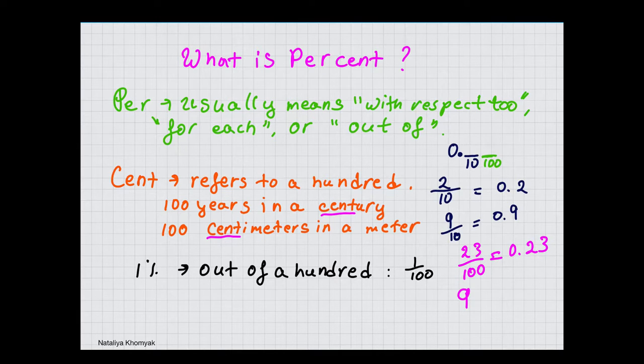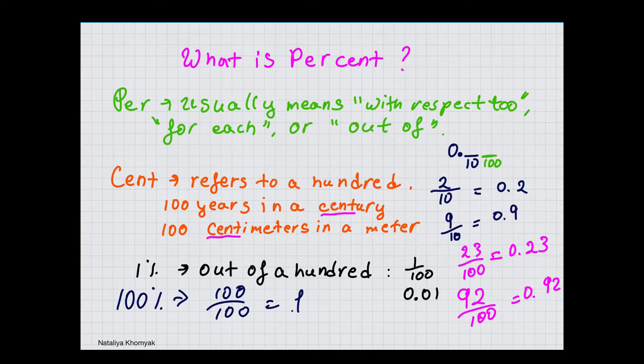Or let's say we have 92 out of 100. This will calculate into 0.92. Now 1%, which is 1 out of 100, this will give us 0.01. Let's look at another interesting case when you have 100%. That's 100 out of 100, and this is 1. It takes 100 pieces to make one whole.